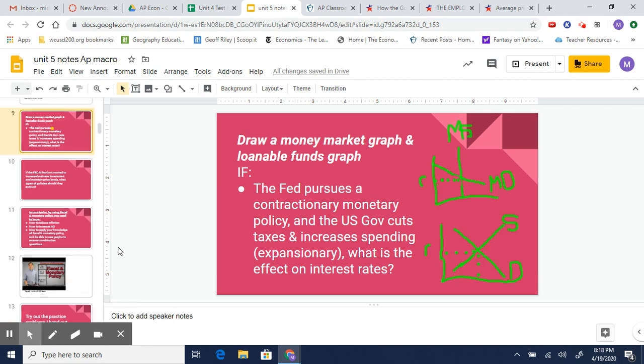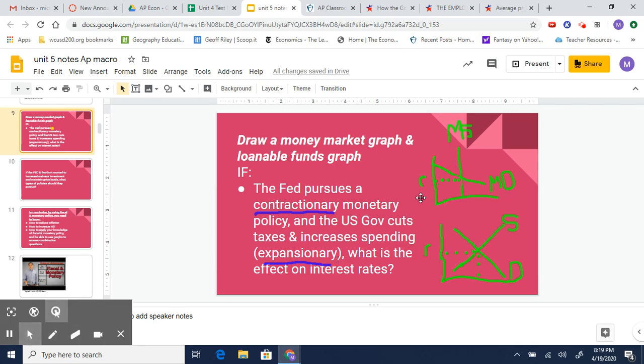To kill a little bit of time here, what I did is I drew a couple graphs for the next couple of slides. And so if the Fed wanted to take money out of the economy, they were concerned about inflation here. They're pursuing what's known as contractionary. They're trying to shrink the economy. But the government instead wants to expand the economy. So we got like competing ideologies here. We got different economic theories butting heads. What's going to be the effect on interest rates?